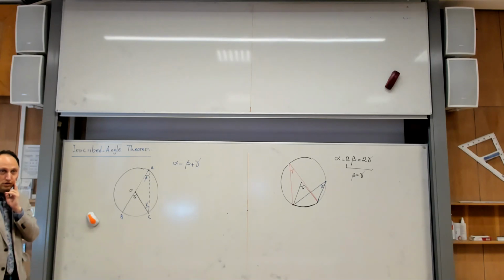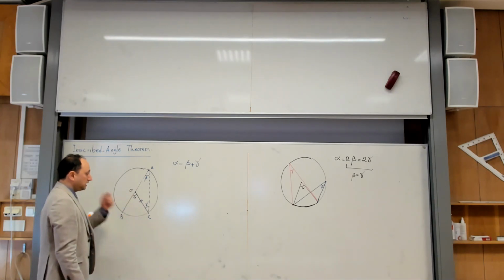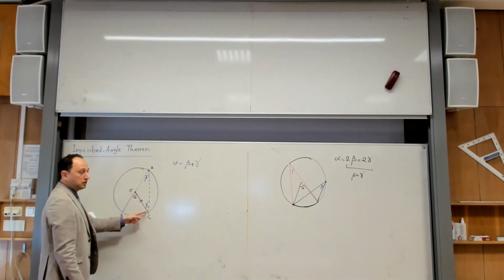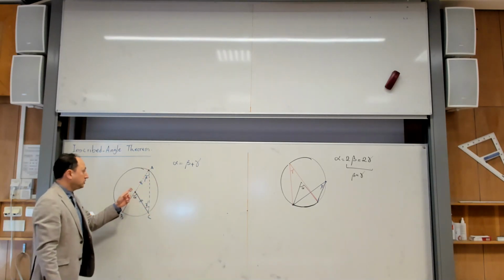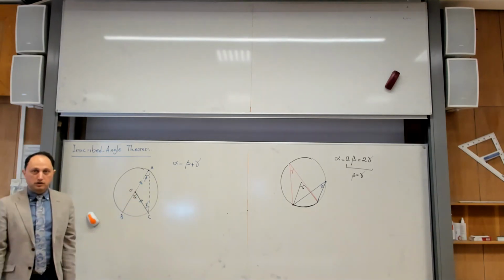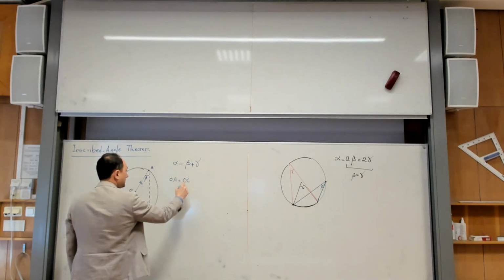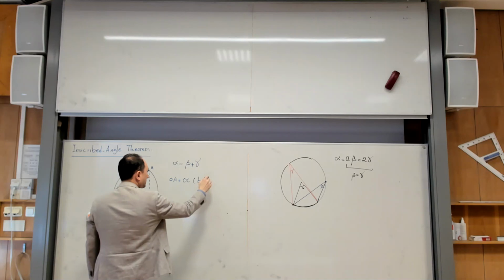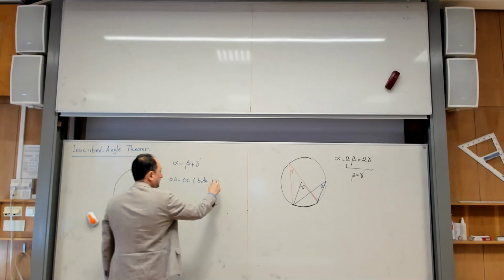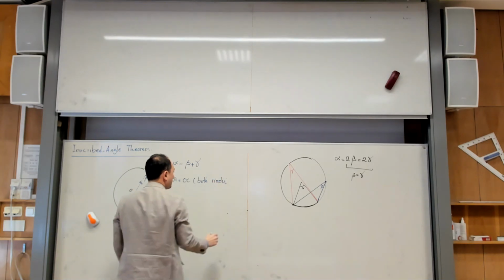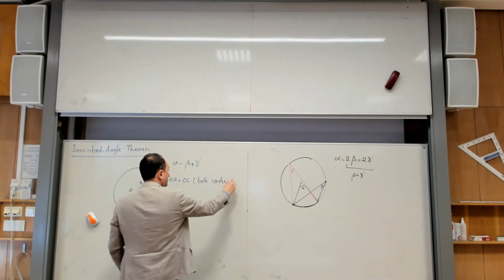It's an isosceles triangle. Because if I ask you what is OC, you tell me it's the radius. If I ask you what is OA, you tell me it's the radius. And you know that two radii of the same circle are equal in size. So this means that OA is equal to OC, both radii. Both radii, I think it's radii. Yes, radii, both radii of the same circle.